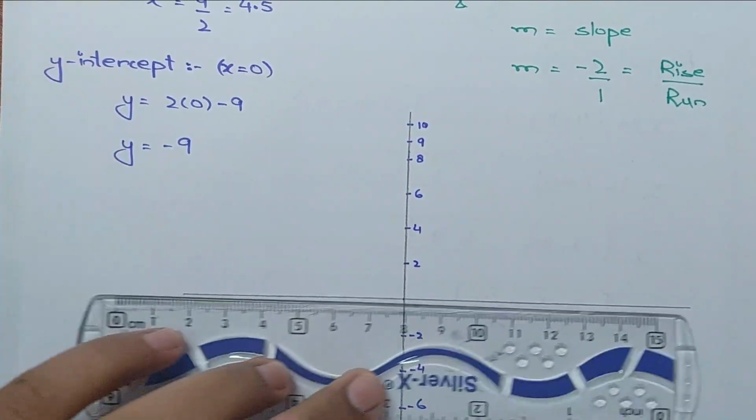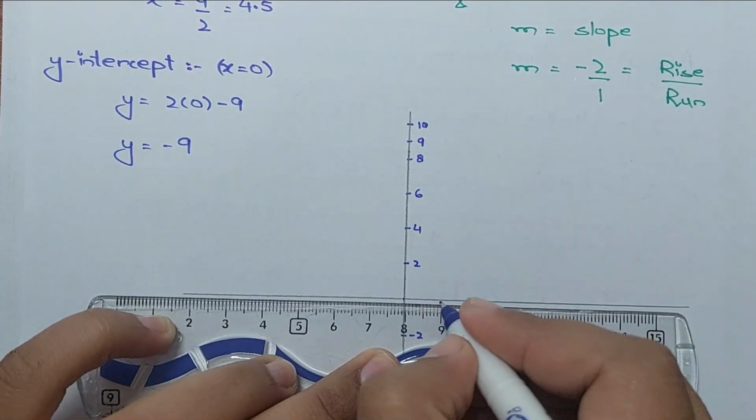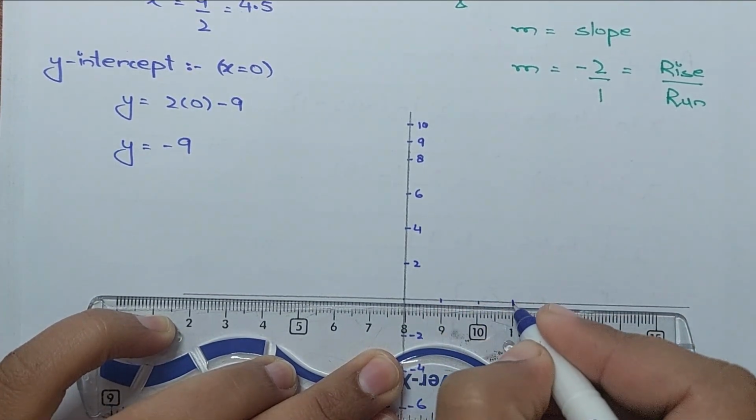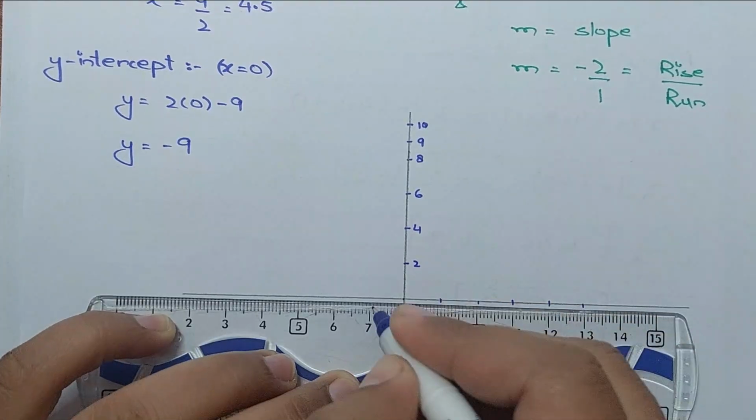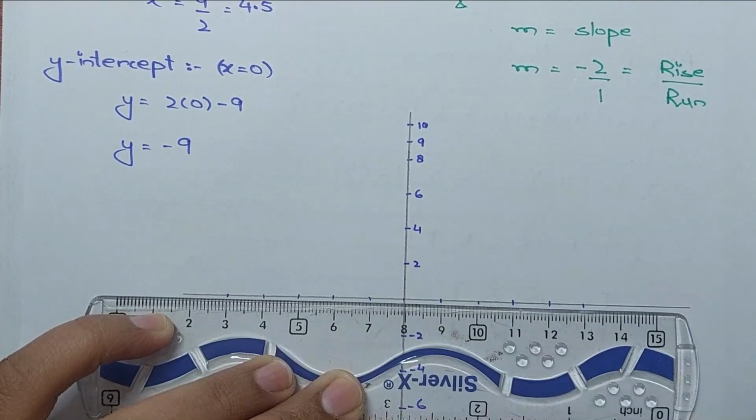Okay, and the x value is 4.5 on the other side. For this scale, you also have to fix the scale. This is 2, 4, 6, 8, 10, and minus 2, minus 4, minus 6, minus 8, and minus 10.